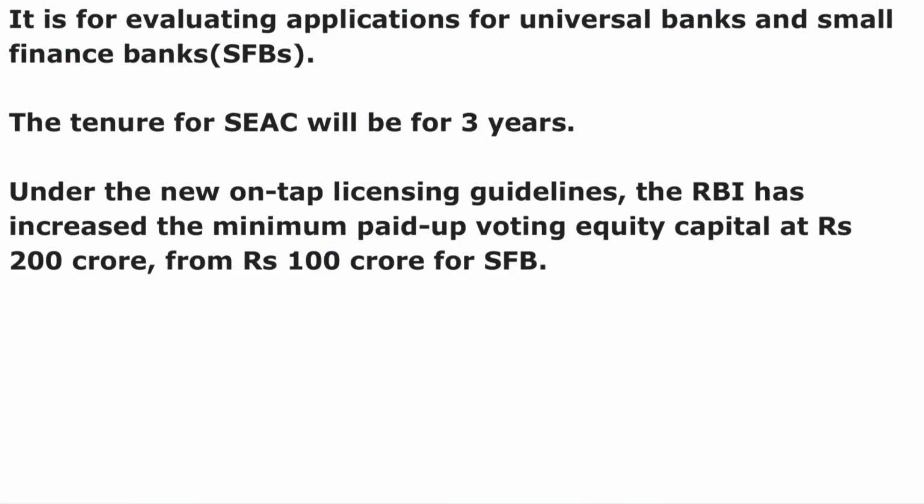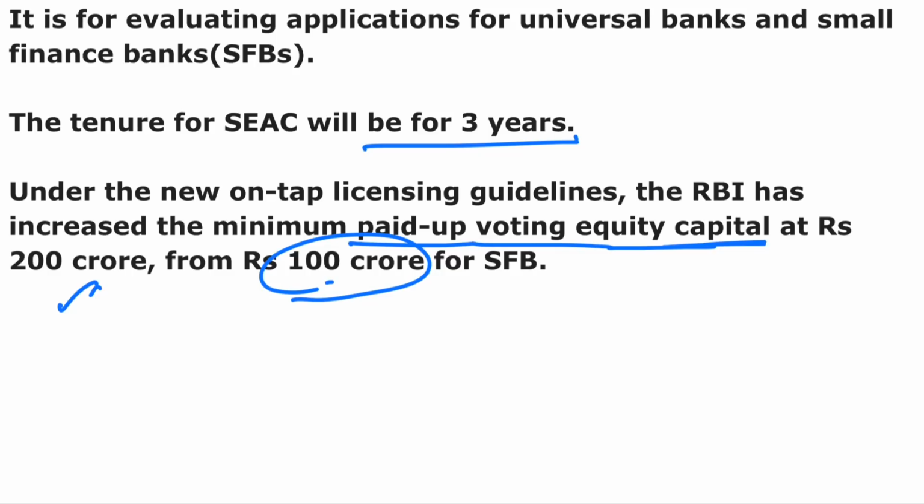So you can see here the time period is 3 years, and you have to remember one more important news: recently RBI provided guidelines for small finance banks. For small finance banks, the minimum paid-up voting equity capital is now 200 crore. Earlier it was 100 crore. So they increased the on-tap licensing minimum paid-up capital of small finance banks. You have to remember this. And you know about the RBI: it was set up under the 1934 Act, and it was established on the 1st of April 1935. So you guys have to remember.